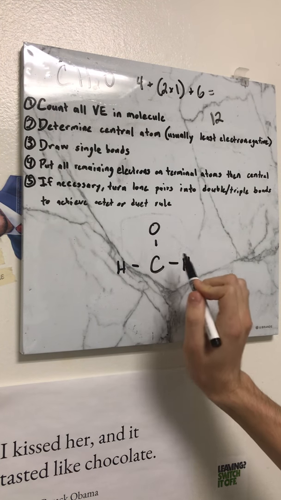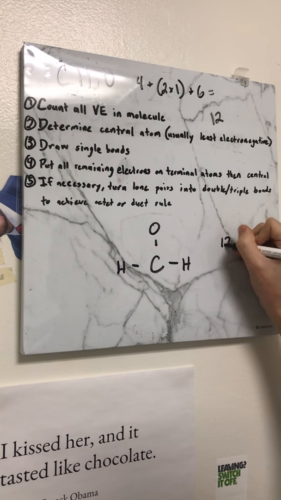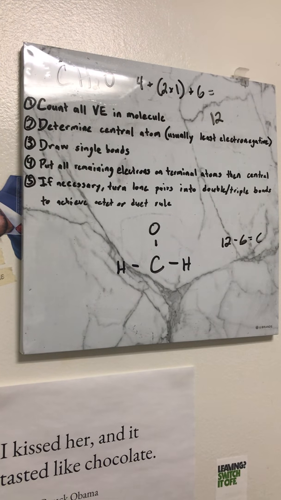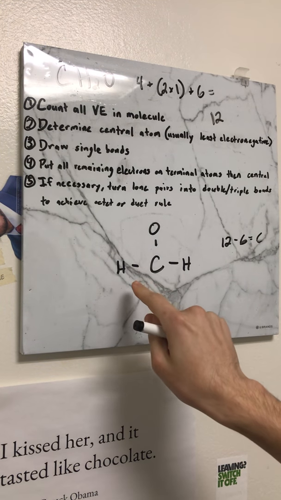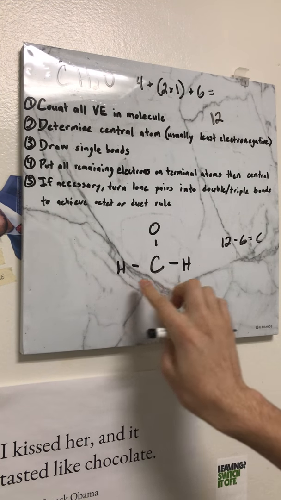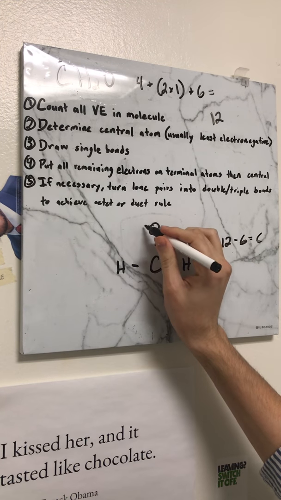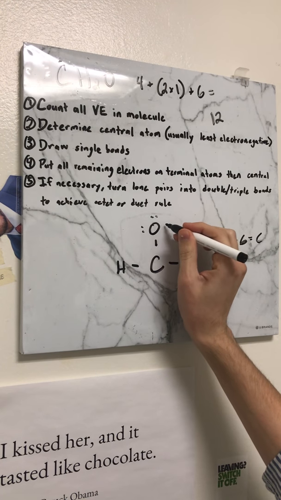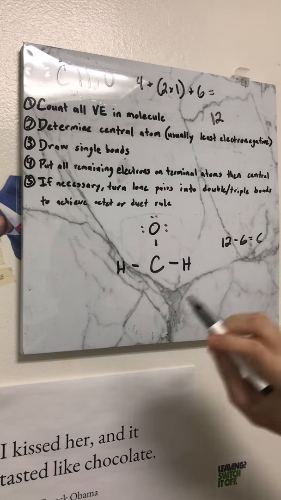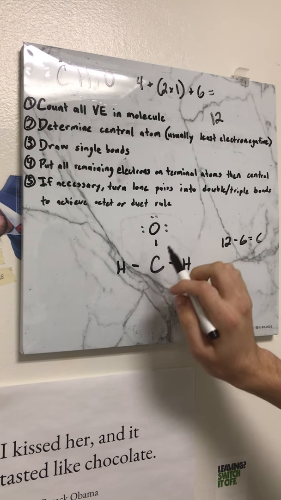We know that this adds up to 6 electrons, so 12 minus 6 leaves 6 left over for us to draw. We also know that hydrogen can only have up to 2 surrounding it, and there's already 2 here. So we're not going to draw it on those, and we're going to draw the 6 around the terminal atom here being the oxygen. So as we can see, we already have our 12, but let's go on to the next step.